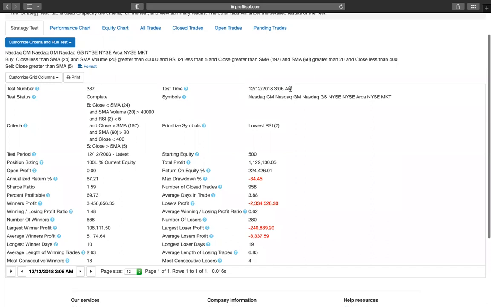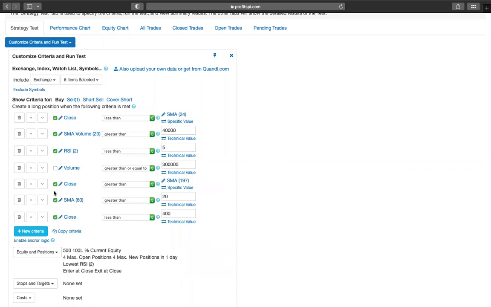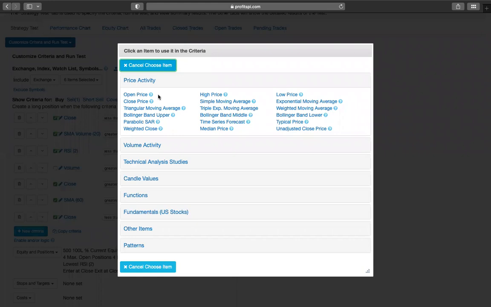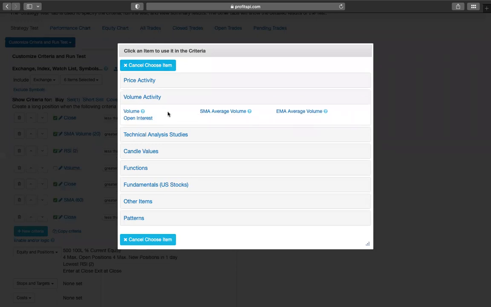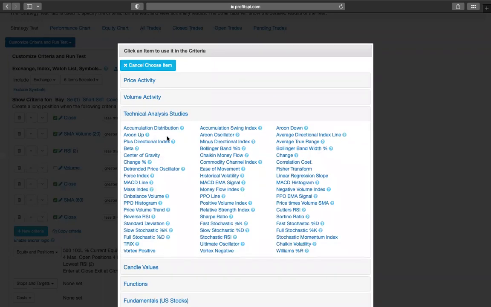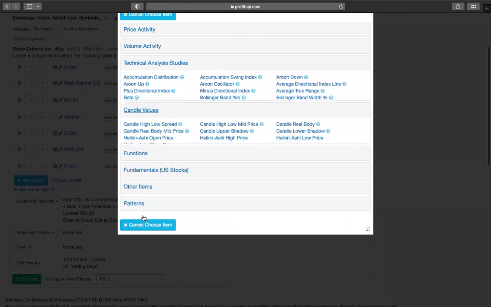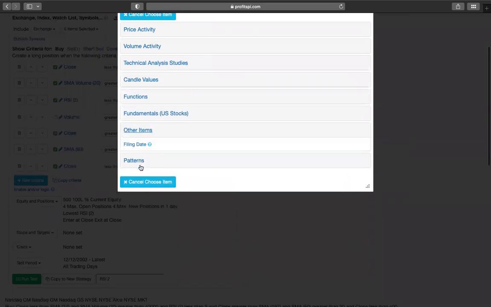And you see, I ran this test back in 2018 at 3 a.m. But by criteria, it's all sorted out. And what you would do is just go to new criteria. So you can choose things based off the high price, low price, moving averages, Bollinger Bands. If you have buy criteria for volume, different technical analysis, candle patterns, there's tons of options as you see here.